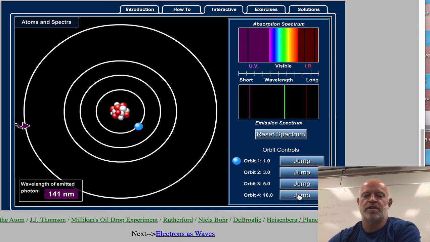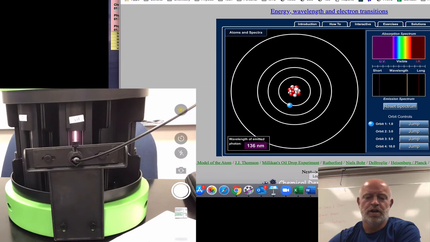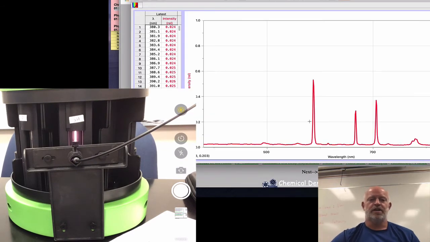If we jump it all the way to the top, and I reset this, and it falls, it's going to create 3 different lines. If our atoms only had 4 energy levels, we would only see 3 lines all the time. The reality is we see lots more than that. So if we move over here, what we're seeing is running off the projector of the iPad.